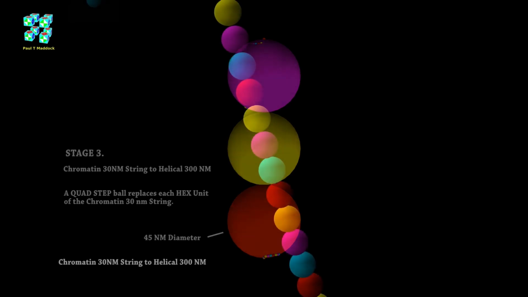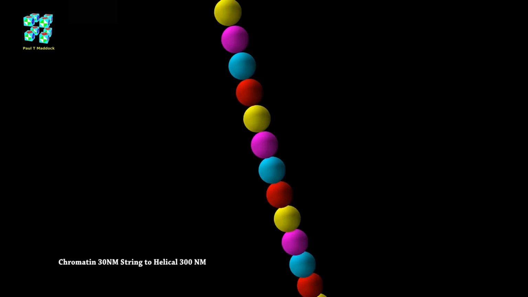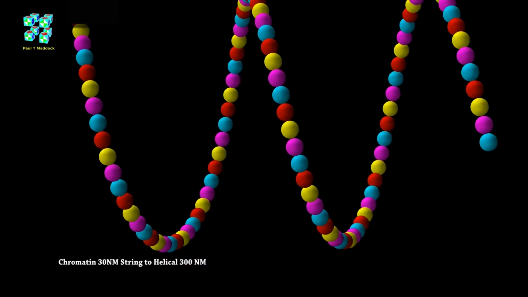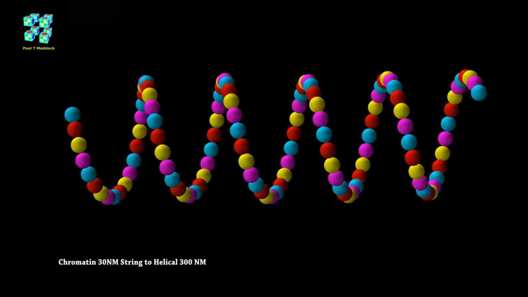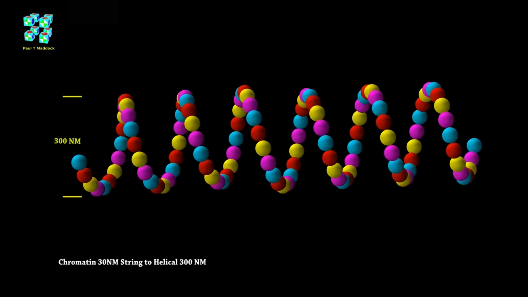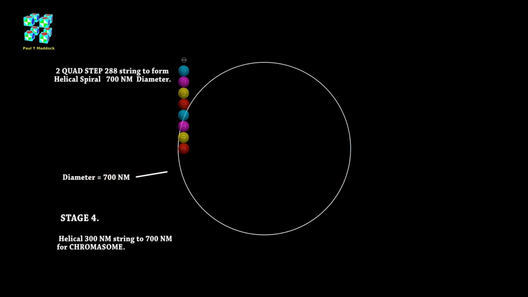Okay, these spheres work out at 45 nm or nanometers. Now the book shows the 30 nanometer strings are going into helical curves around 300 nanometers wide. Now I'm only showing a short length for you to get the picture. So I would say that we come to the end of this stage 3, so we can then look at stage 4.